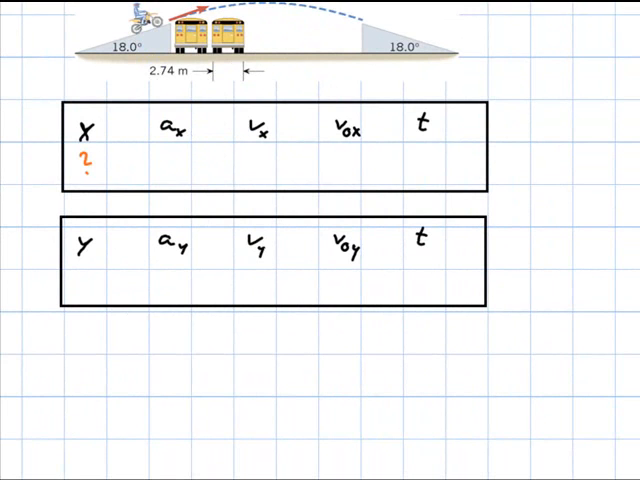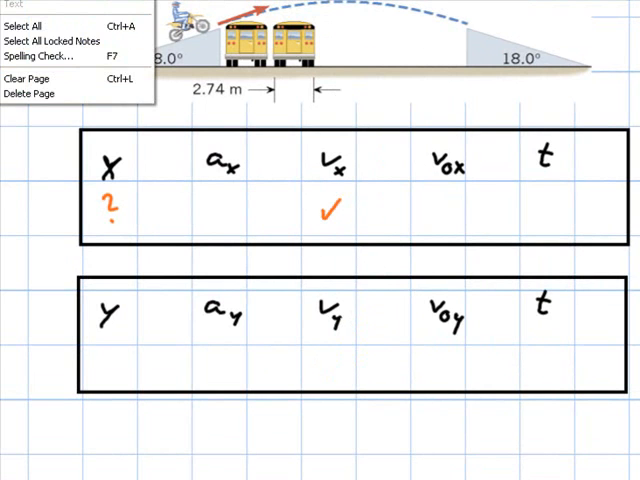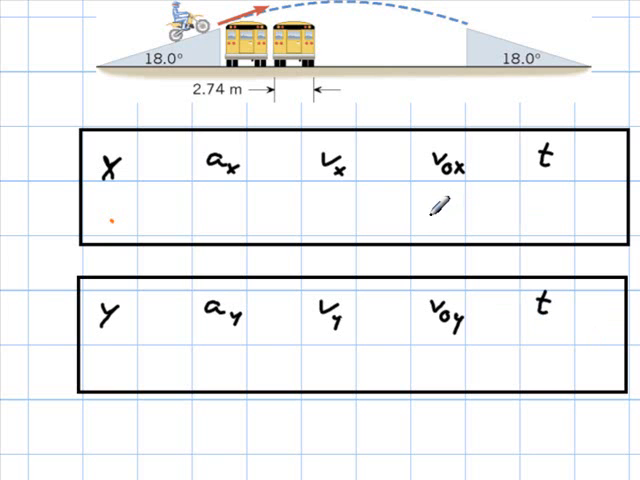33.5 meters per second is given, but I can't write it in for Vx or Vy. I have to multiply it with the cosine of the angle and the sine of the angle. For right now, I'm just going to make a check mark there. Whoops, wrong. It's the launch speed. Sorry about that.